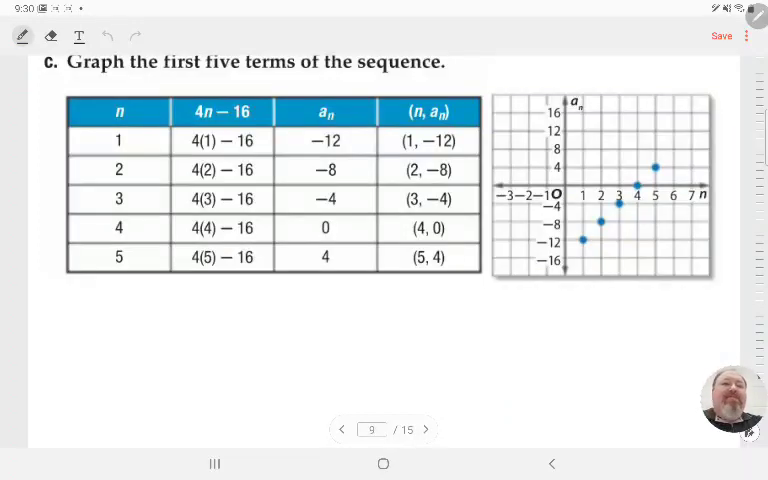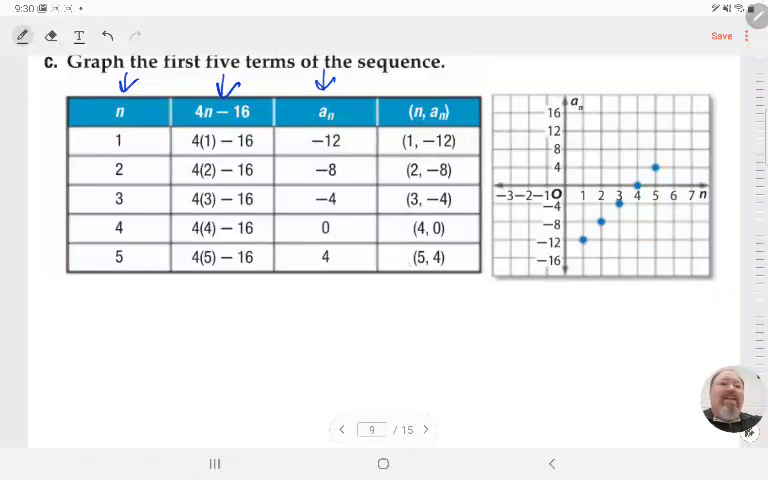Now it says graph the first 5 terms of the sequence. So I can use that equation. I could list out the terms. I could then solve it. That would tell me what the value of those terms is. So the first term was negative 12. The second term was negative 8. The third term is negative 4. The fourth term is 0, and the fifth term is 4.